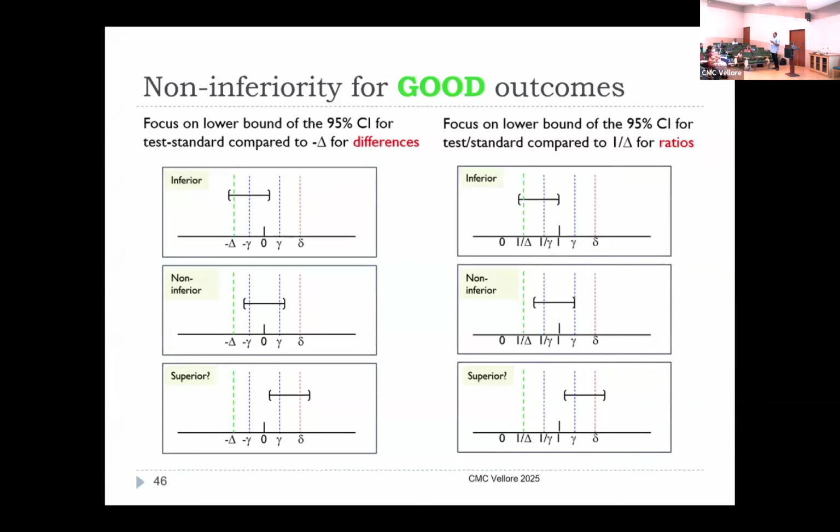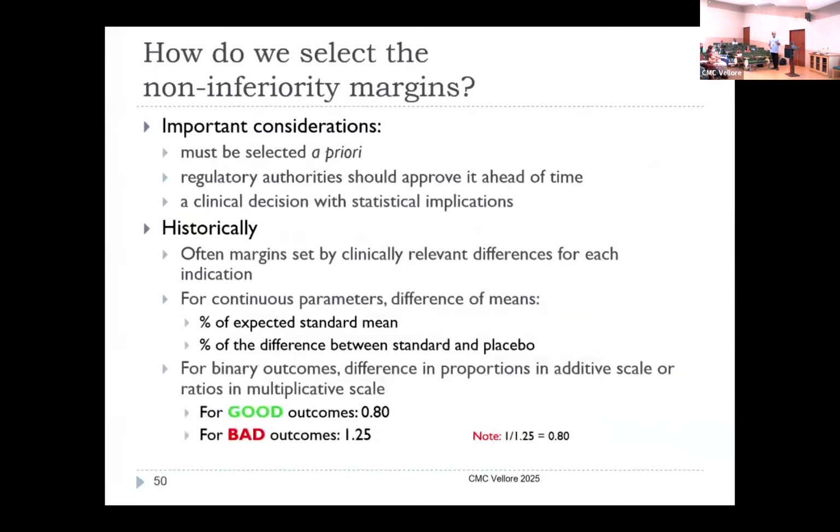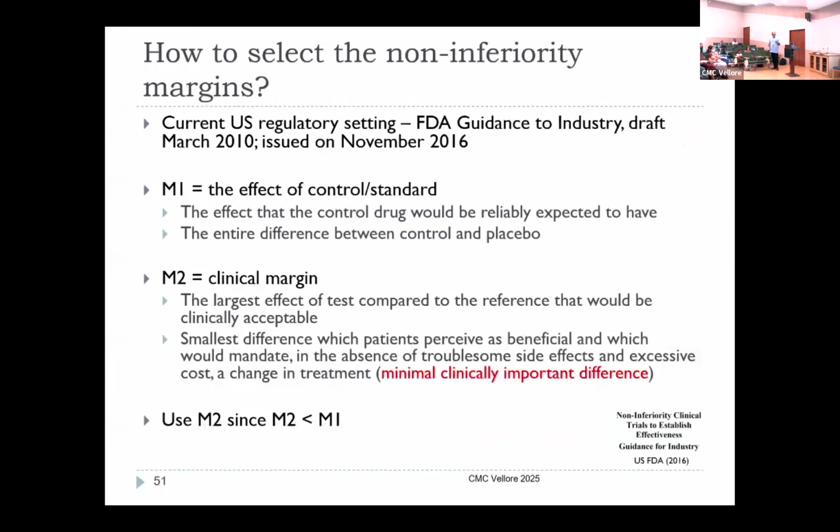So they would do these non-inferiority studies, and they follow the US FDA guidance. They call it guidance, but it's actually rule. It's not guidance, it's really rule. And the rule is published in this document, Non-Inferiority Clinical Trials to Establish Effectiveness, guidance for industry. It was prepared for pharma.